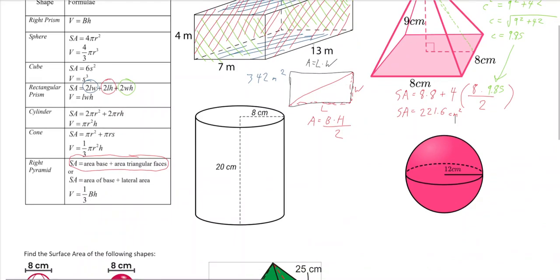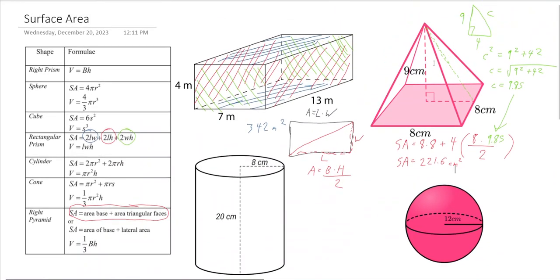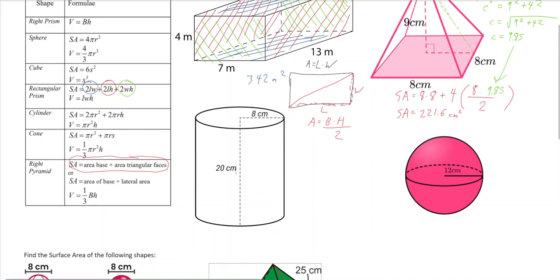Okay, so that is a rectangular prism. This is a pyramid. Well, we can talk about a few different things. We can talk about a sphere. Now, a sphere, you basically just have to have the formula memorized. There's really not much to say other than that. So we're just going to plug it into the formula.